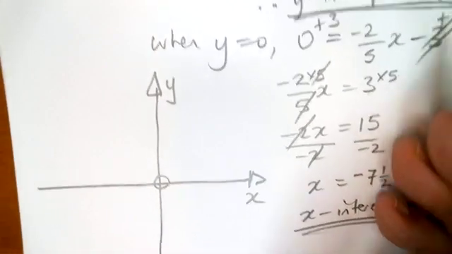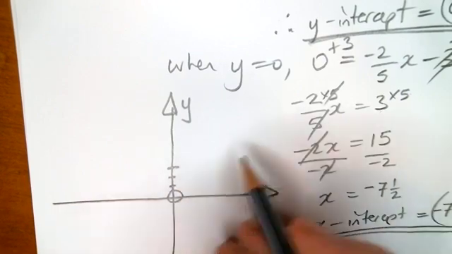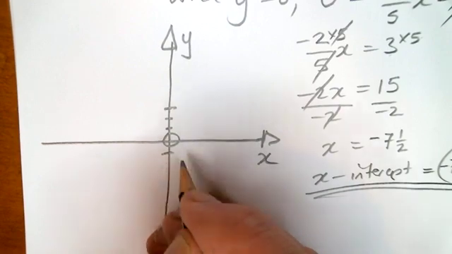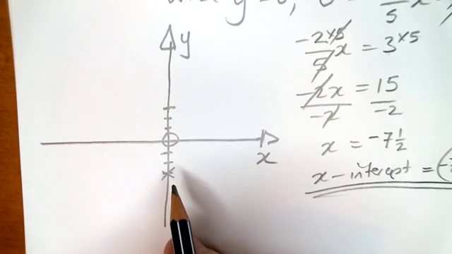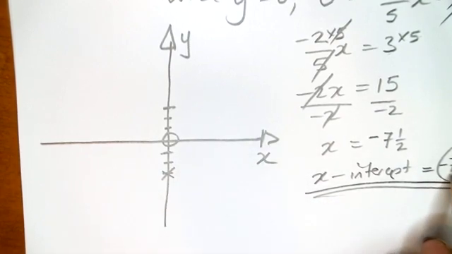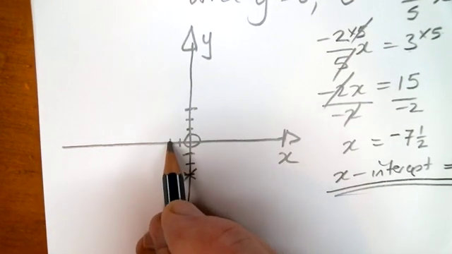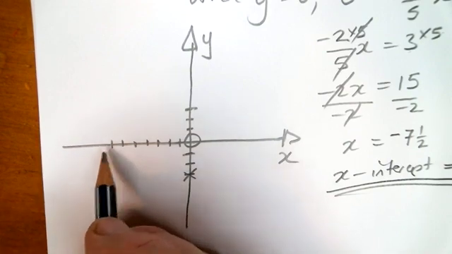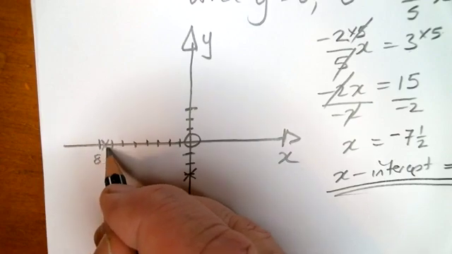So the y is 0 along, 3 up. So I'll put 1, 2, 3. Oh, wait, -3. I almost got caught out. So easy to do. 1, 2, 3. There's my -3. So that is my y-intercept. My next x-intercept is -7.5, comma, 0. So I'm going to go 1, 2, 3, 4, 5, 6, 7. There's my 8 there. 7.5 is going to be right in between there like that.